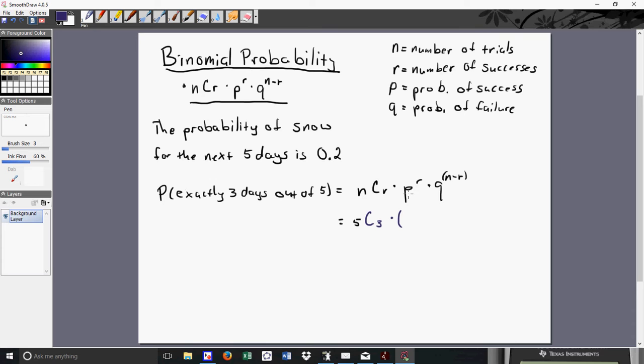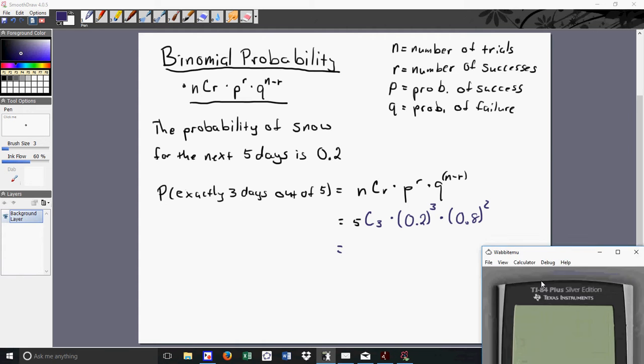All right, so out of the 5 days, I'm going to choose 3 of them for snow. The probability that it is going to snow is 0.2, and I want that 3 times. But the probability it's not going to snow is 0.8, because remember, if it's a 20% chance that it will snow, it's an 80% chance that it won't. But if I want it to snow 3 days, it means I want it to not snow 2 days.